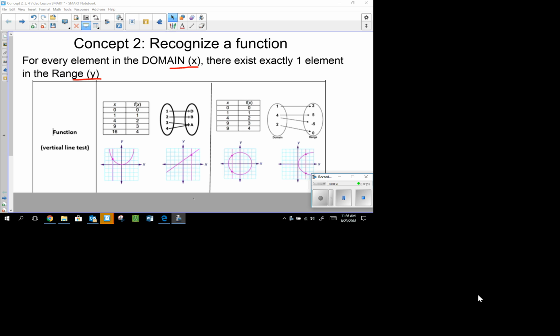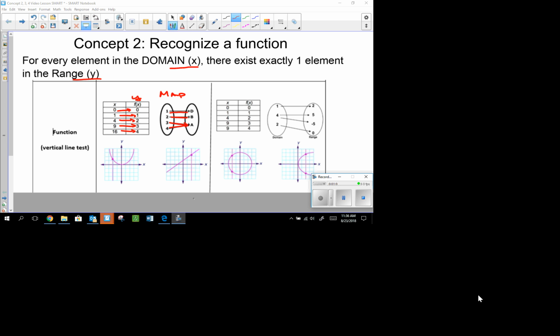If you notice in the table here, the x-value 0 has only one answer for y. F of x is also known as y. Each one of these elements in the x has exactly one answer or one y. In this mapping, we have the same thing. 1 belongs to D, 2 belongs to B. Even though 3 and 4 point to A, they each only have one element in the range, or in the y.